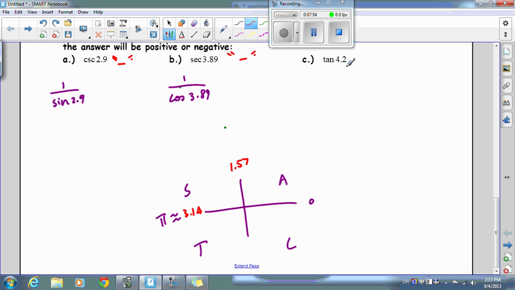Now the tangent of 4.2. 4.2 seems to be somewhere here. 4.2 will be also in the third quadrant. So this tangent, I assume it should be positive, because if it's in the third quadrant, the tangent is positive here. Go ahead and find all these values. I expect to see those answers in class.